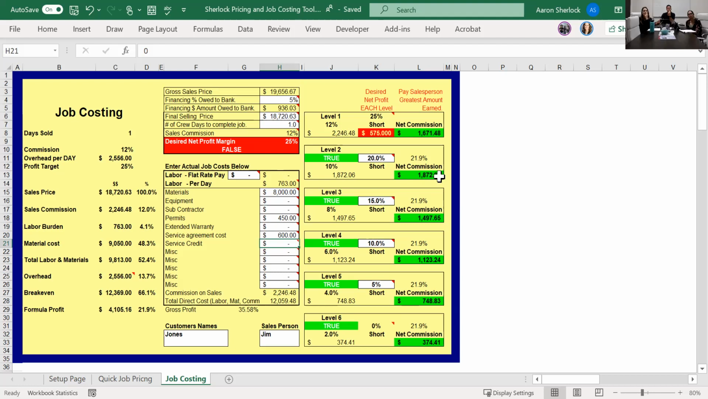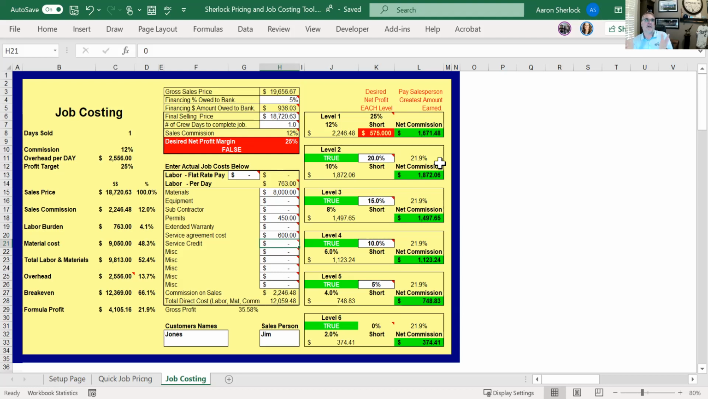He's going to be paid at that percentage. And why is that? We said that if the job is at 20%, I'll pay you 1872.06. The job actually came in at 21.9, but we also said we pay you 22.46 if the job came in at 12, but because the overage brought it down to 21.9, the overage of the $575, or the $600, I guess, he's going to get the higher amount right here.